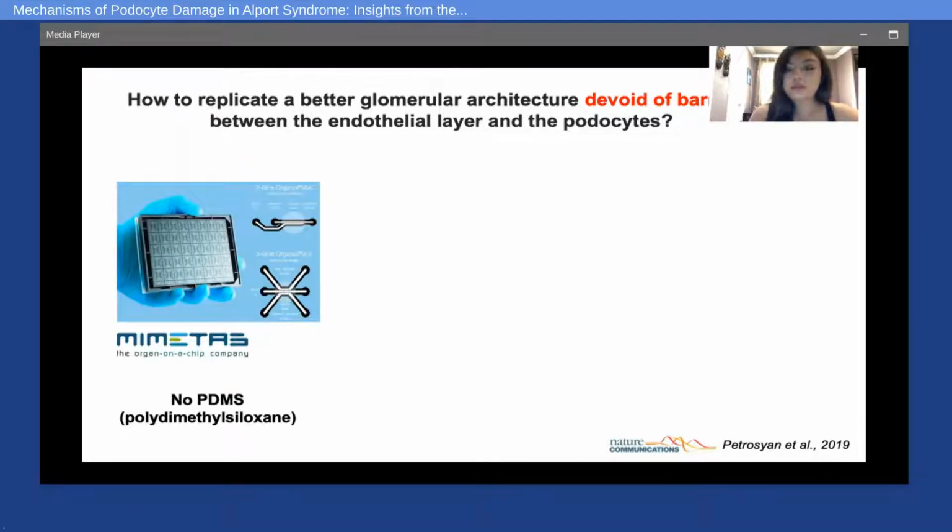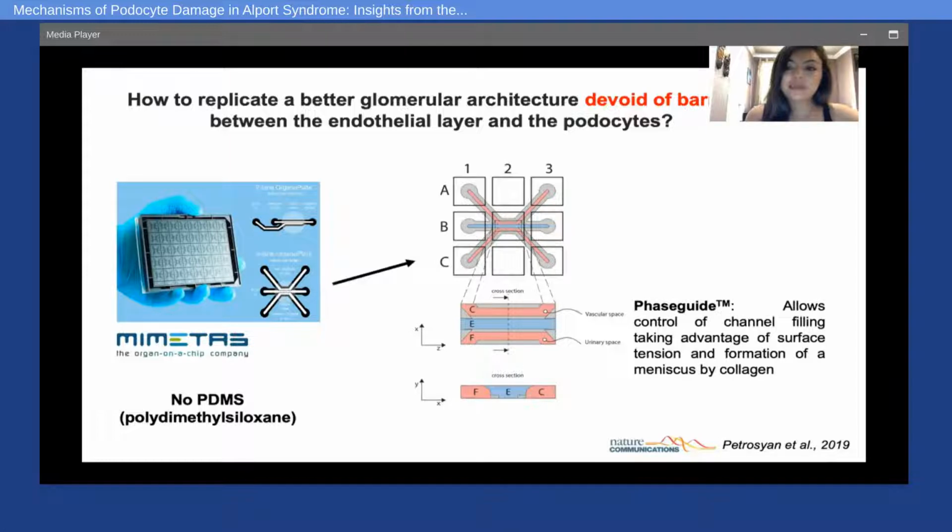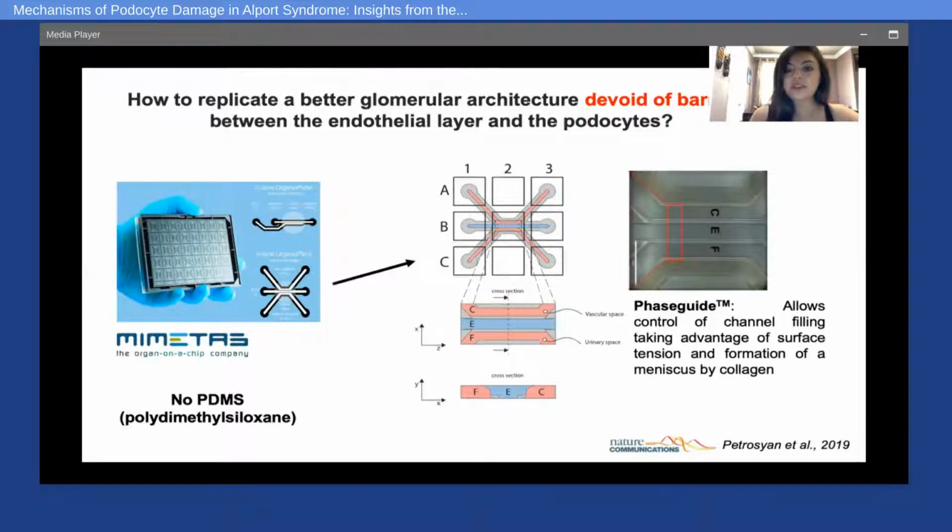So we have worked with Mimetas, and we have used their three-lane OrganoPlate. Basically, this particular system uses a phase guide. This allows the control of channel filling, and takes advantage of surface tension and formation of a meniscus by collagen. You could see over here, we have the upper lane in A, B is the middle lane, and C is the lower lane.